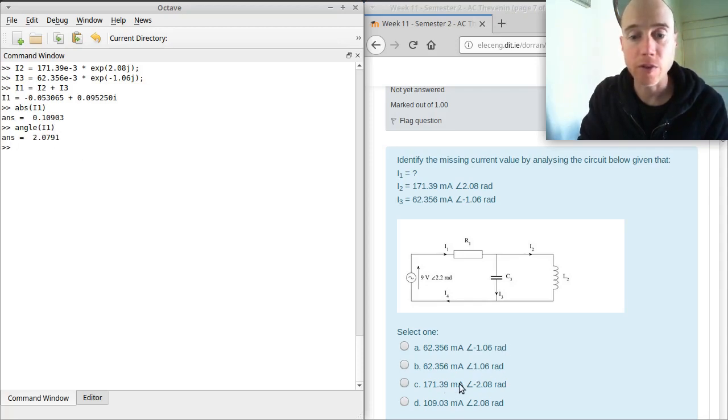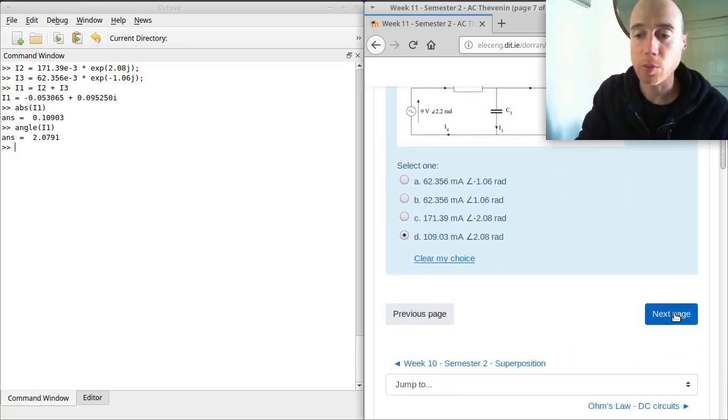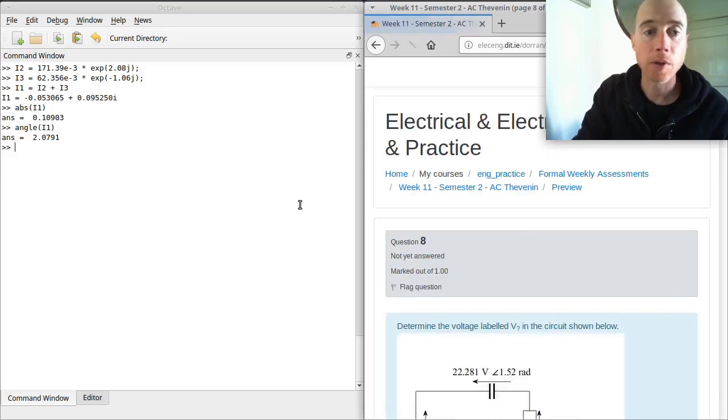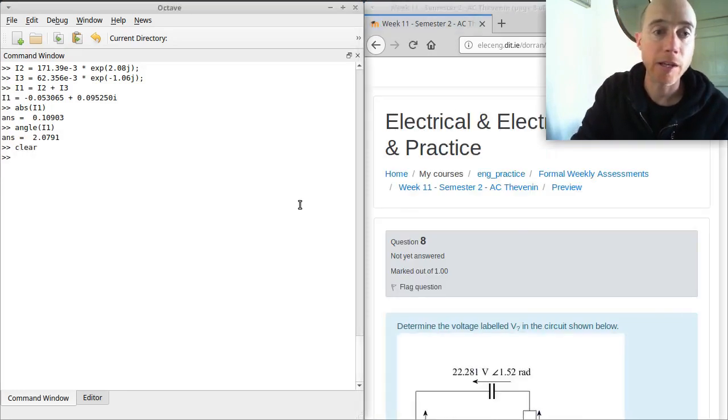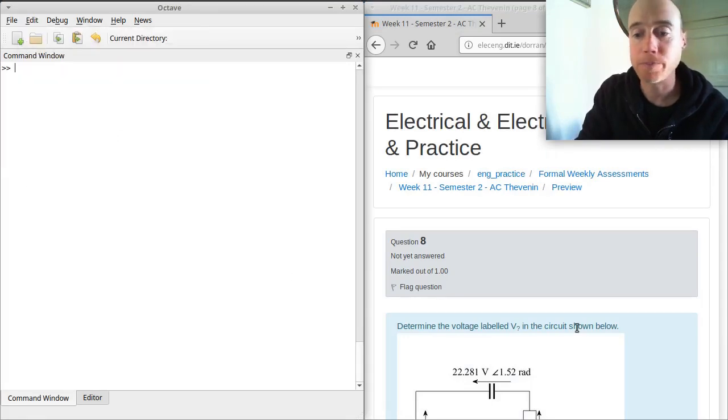So let's see if this is a good match for any of these. Yeah, D here is very, very close to that. So D is the correct answer for this question. Okay, let's take a look at one more. So again, I'll clear the memory in Octave and clear my command window.